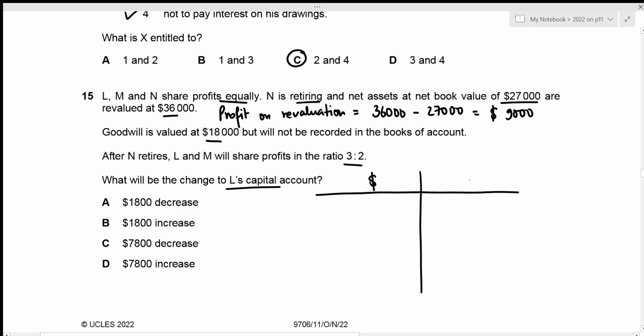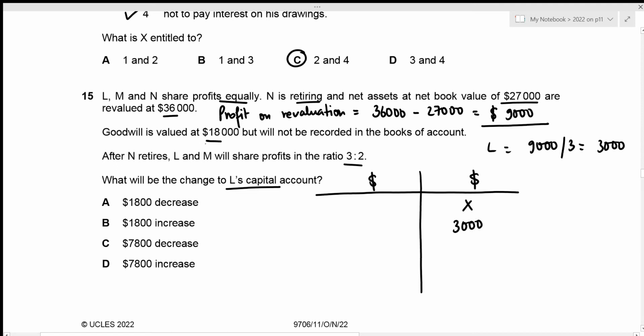Let's assume that the opening balance is X for L. Then we have profit on revaluation, which will increase their capital balances, and this profit is shared equally among 3 partners. So for L, the profit will be 9,000 by 3, which is 3,000. This profit will be recorded on the credit side, so that's 3,000.